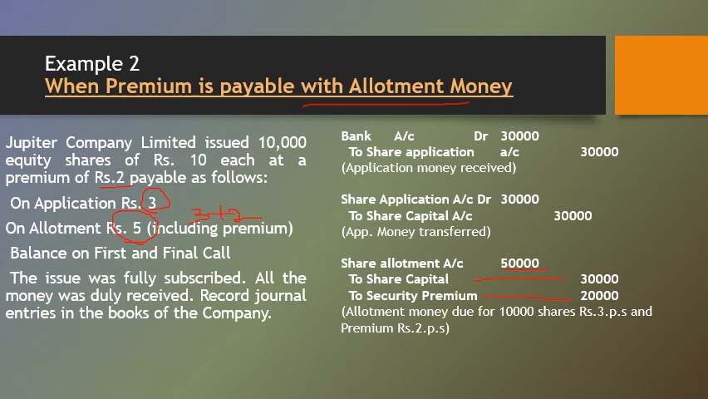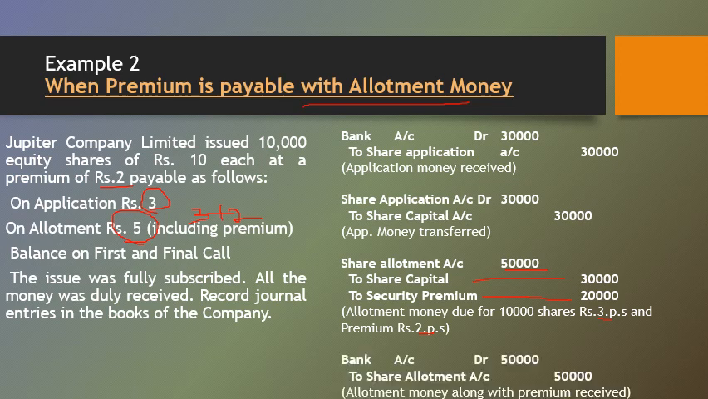So this is how we make the allotment due when the premium is collected on the allotment. So share allotment account 50,000 to share capital 30,000, to security premium 20,000. Allotment money due for 10,000 shares of rupees 3 per share and premium rupees 2 per share. Then next we have to get the allotment money. Bank account to share allotment, rupees 50,000. So this is how we make entries when the premium is collected along with the allotment money.